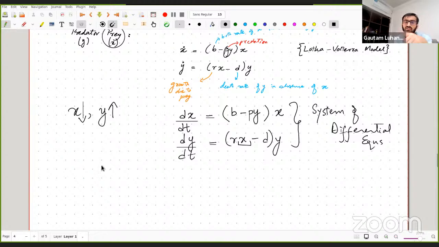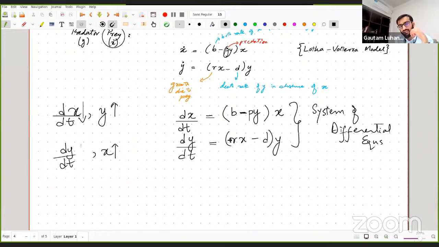On the other hand, you have an inverse relationship. The more of X you have, the more of Y you'll have. This has a plus sign here, because the more prey there is, the more predators can survive on that prey. So the predators start increasing. This negative sign and this positive sign give that relationship: the rate of change of X with respect to T decreases as Y increases, and as X increases, the rate of change of Y with respect to time increases.